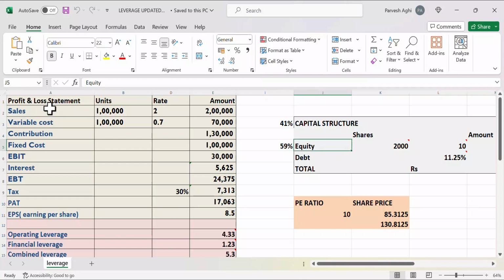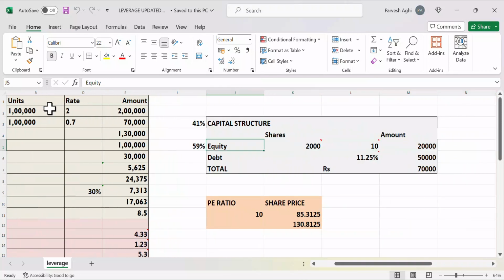Okay. Now let's see the capital structure of the company. Company has equity and debt. And in equity, there are 2,000 shares, okay, of 10 rupees each.